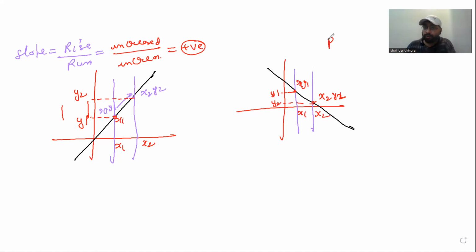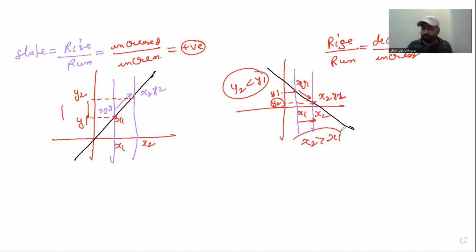Now, if you try to find out the slope, slope is always rise upon run. Now, this is rise, rise upon run. Great. Now, if you see, we are decreasing with the value of y. Can you see? Over here, y2 is less than y1. So we can proudly say that we are decreasing with the value of y, but we are increasing with the value of x. Over here, x2 is greater than x1. So we can say this will have a negative slope.